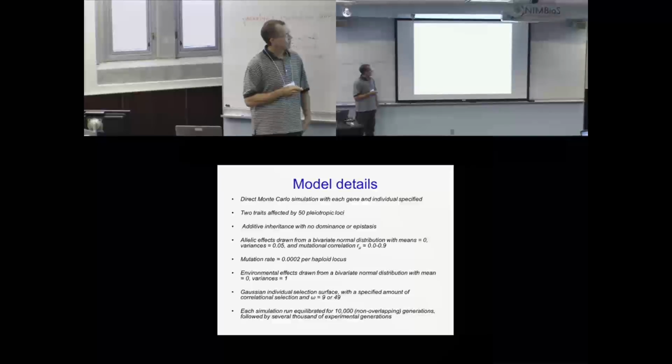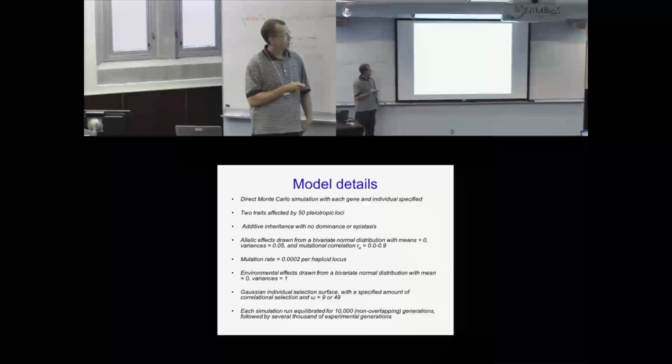And so that means there is a matrix that describes this bivariate normal distribution. You have 2 variances and a covariance that describe the distribution of new allelic effects that enter the population. Does that make sense? That's actually the M matrix that I'll talk about in a few minutes.